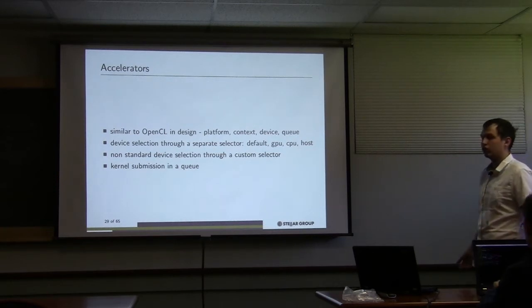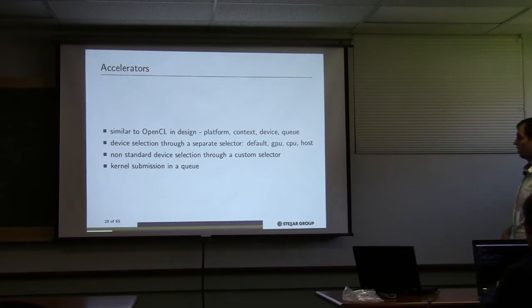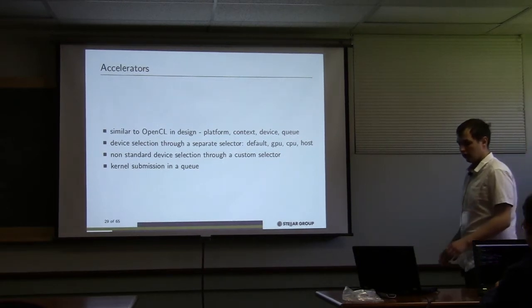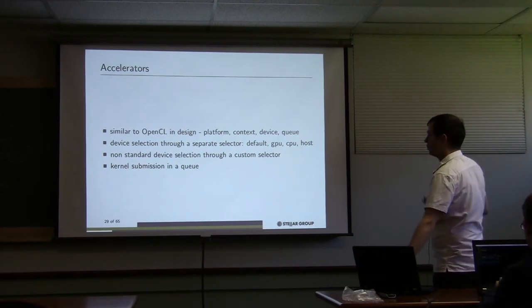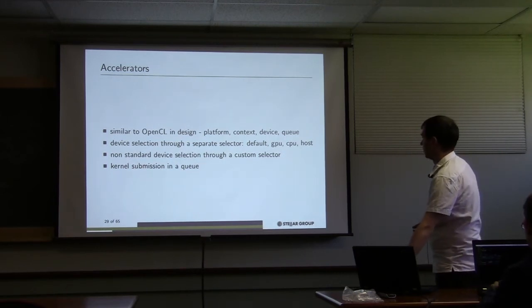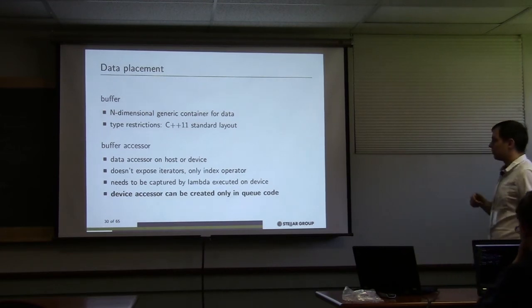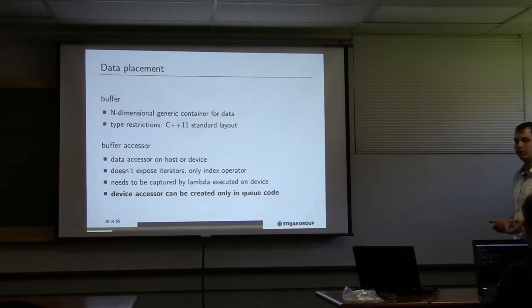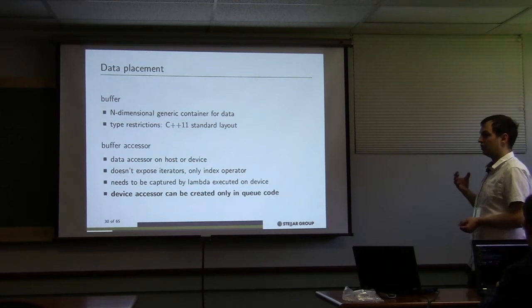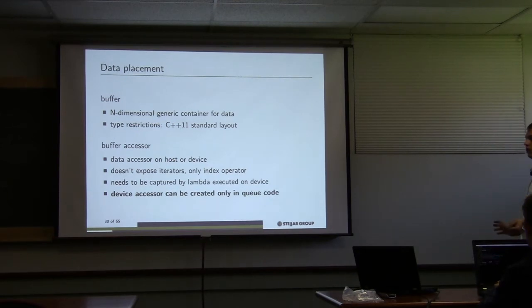And we use a queue, as in OpenCL, for submitting the job. We could use the selector in the queue to know exactly on which device we are submitting jobs. Data placement happens in buffers. Buffers, from the point of view of the API, are quite similar to arrays. The difference is that the memory placement is handled by the SYCL runtime.